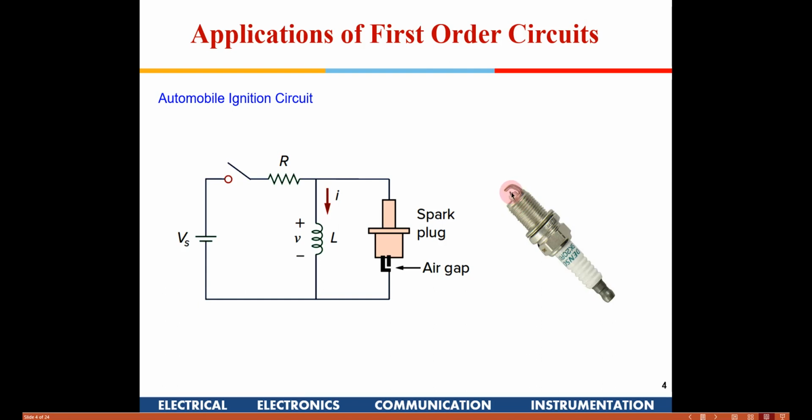Now how can a current flow if there is an air gap? The current can jump through this air gap. This air gap is a few millimeters, but still the spark, which is nothing but a flow of electrons between these two electrodes, needs a very high voltage, typically close to 1000 volts at least. So how can we generate close to 1000 volts across this terminal?